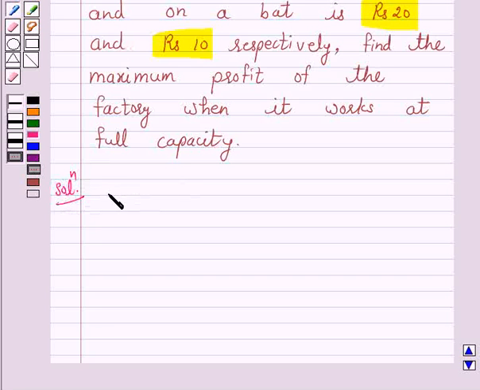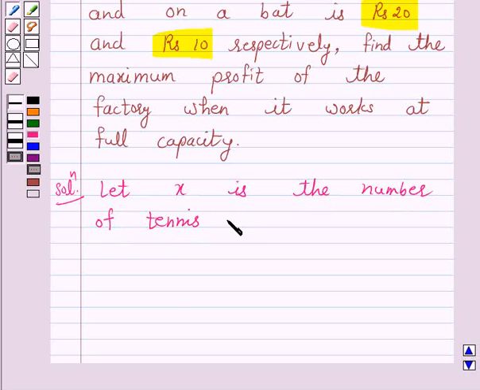Now in this question, we will first formulate the linear programming problem according to the given conditions and then we will solve it graphically. Let x be the number of tennis rackets and y be the number of cricket bats.